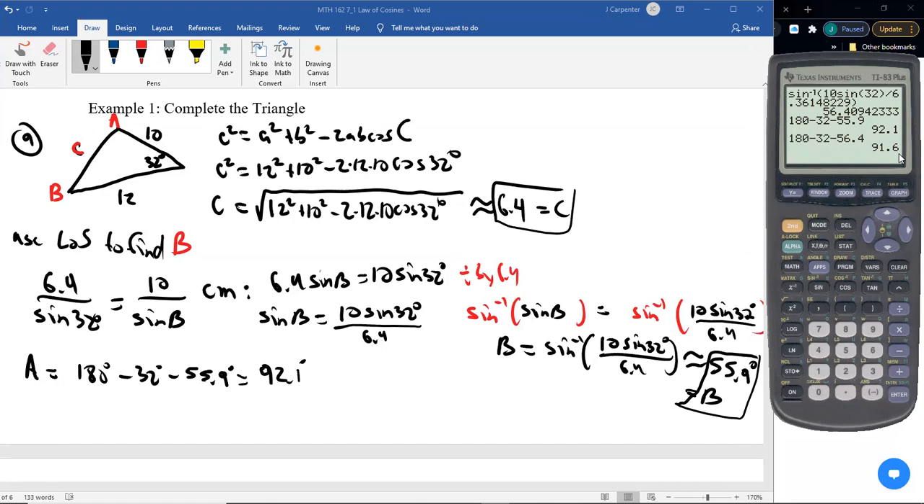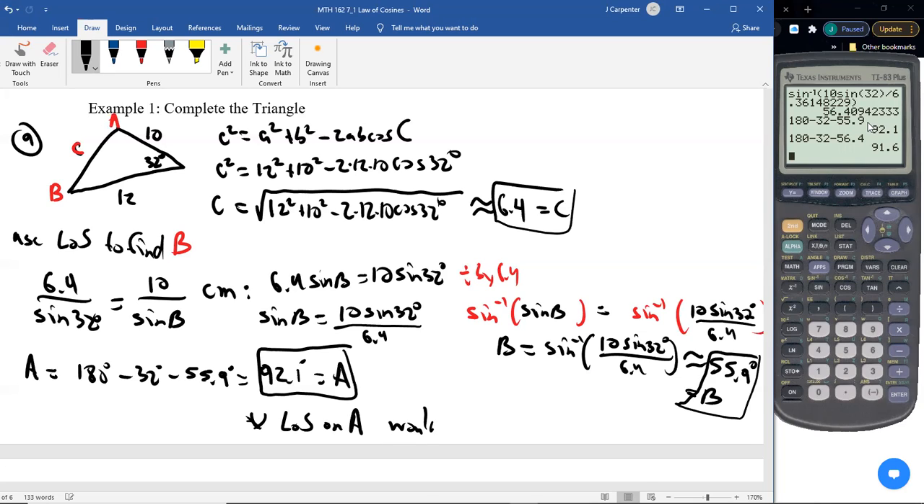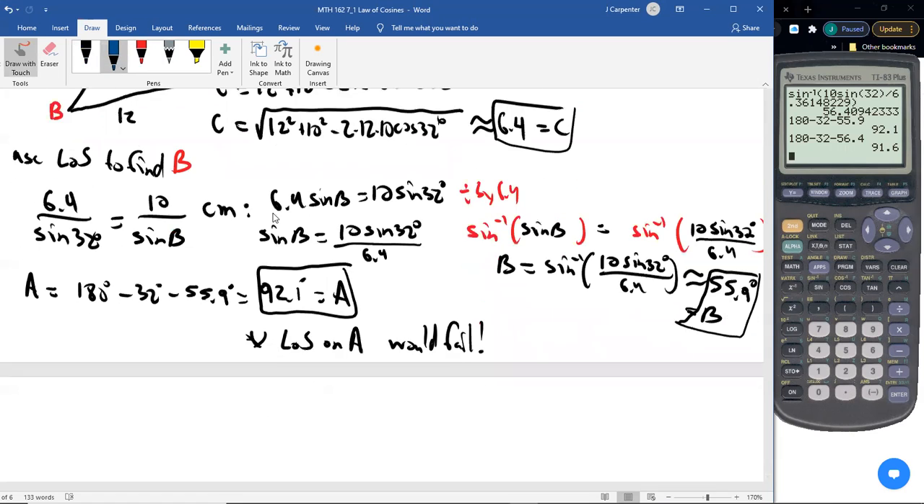So 91.6 is a much more exact answer, but I'm saying that 92.1 is perfectly fine for what we're doing here. And look at that. This is bigger than 90, which means if we had done the law of sines to find angle A, law of sines on A would fail. Don't believe me? Check it out. So in blue, I'll just show you that fact.